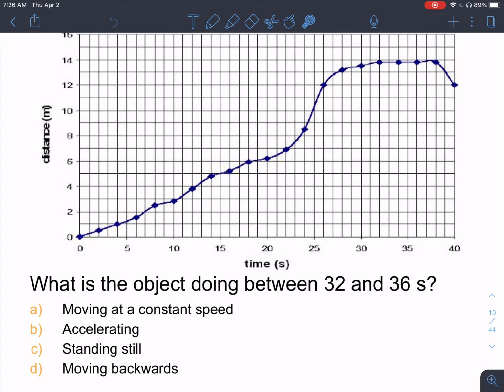Problem number 1, and for all of these, pay close attention to the units. So this is a distance versus time graph. And I want you guys to identify what the object is doing between 32 and 36 seconds. So 32 to 36.